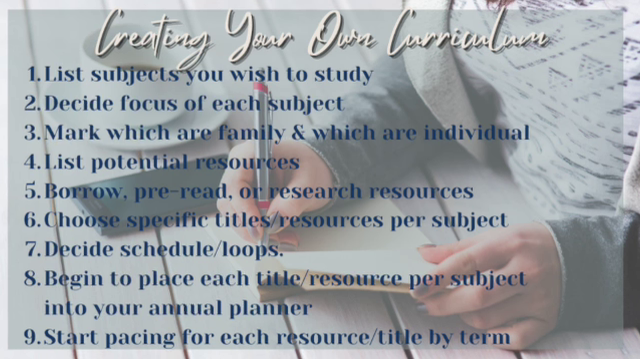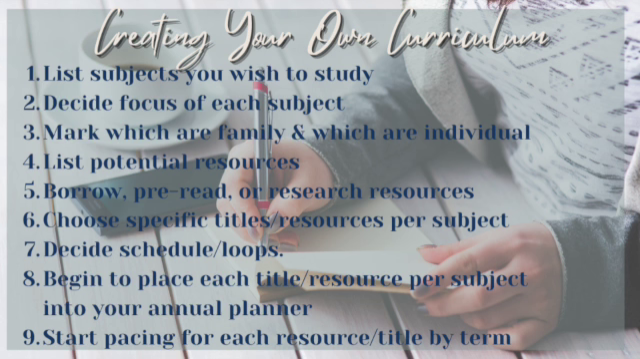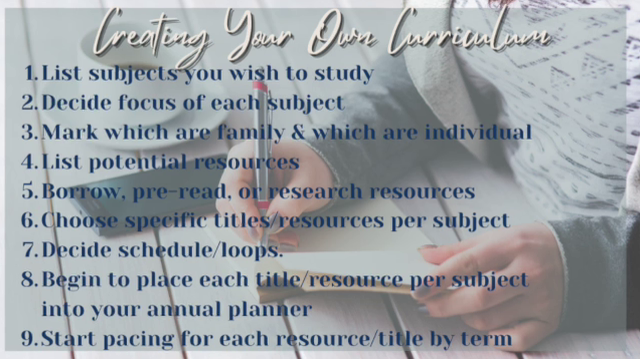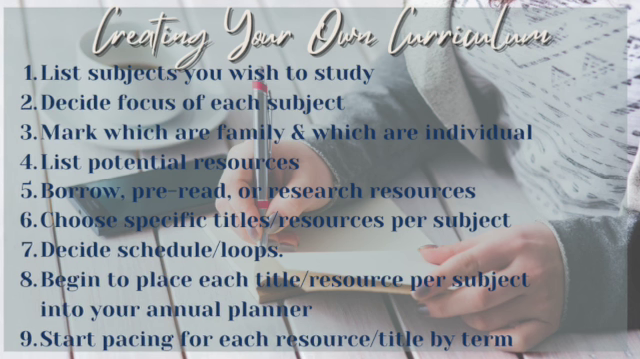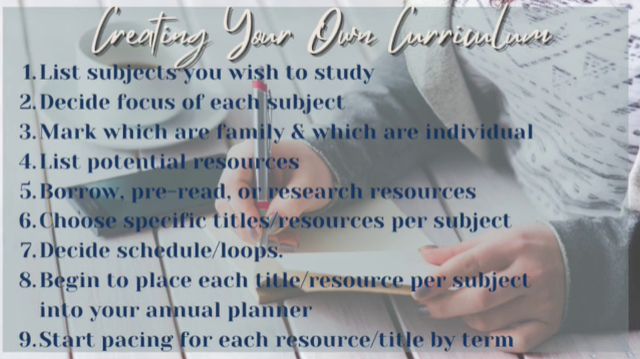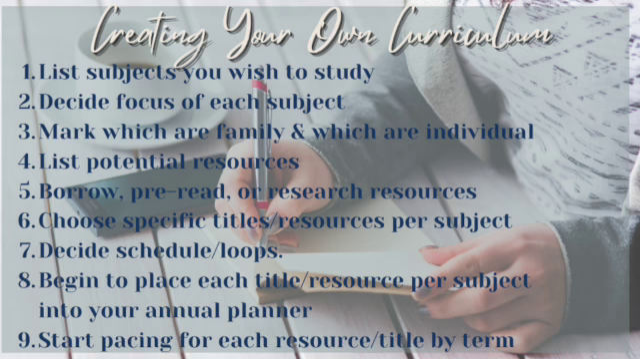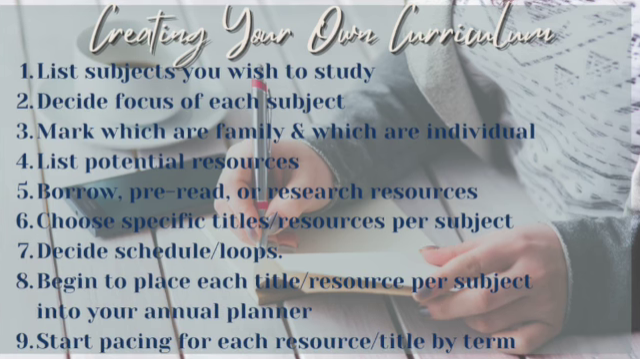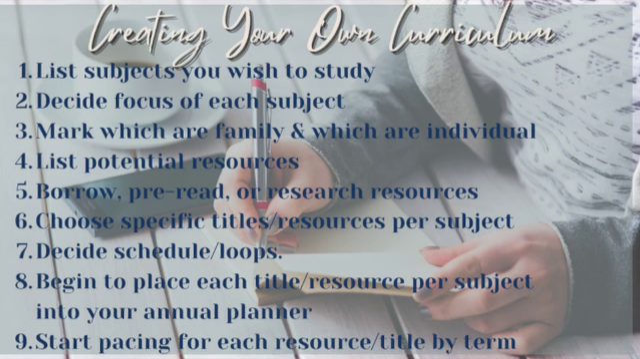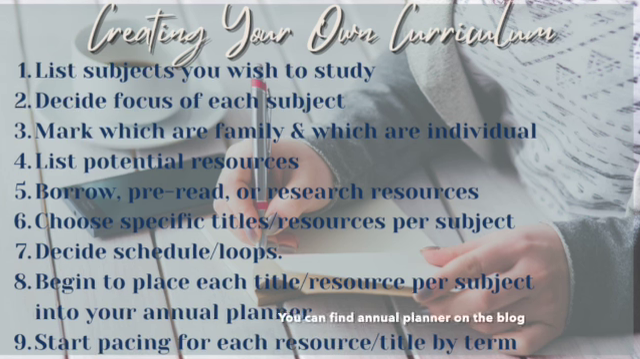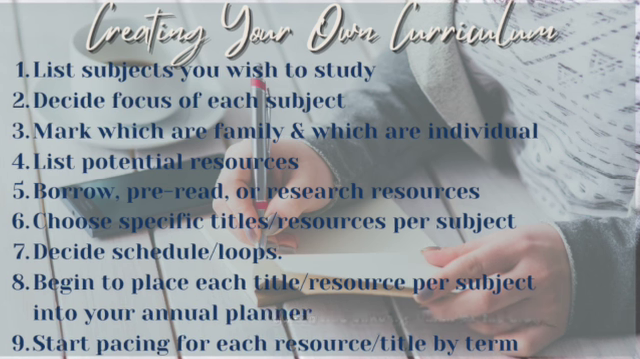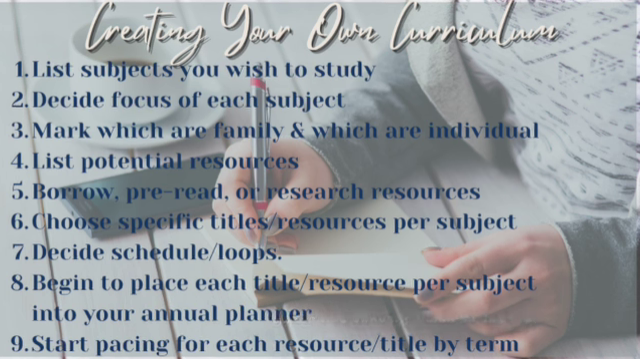Then you are going to start deciding, am I going to schedule? Am I going to loop? How am I going to bring these about? Now, you could do this last if that is what you need to do, and sometimes that's where I am. And what you're going to do then is step number 8. Begin to place each title and resource per subject into your annual planner. That's that grid that I share with you where it has a subject and it has term 1, term 2, term 3, and you're going to put each resource in those places.